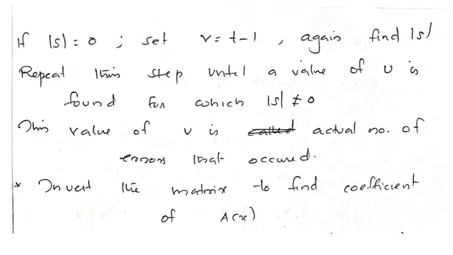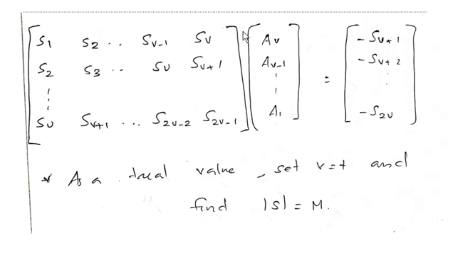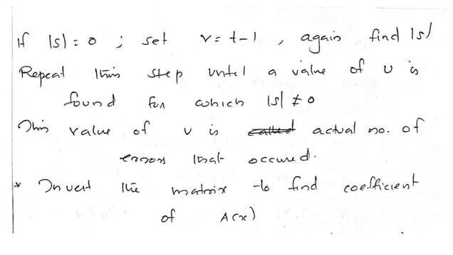Next, after finding that v, we can find the error polynomial. To find the error polynomial, we need to find this vector, that is, the matrix Av, Av minus 1 up to A1. So for that we need to move this matrix to the right side. You will get the inverse of this matrix, which we can take as M, multiplied by this matrix. So we get M inverse into this matrix. So we have to invert the matrix to find the coefficients of A of x.